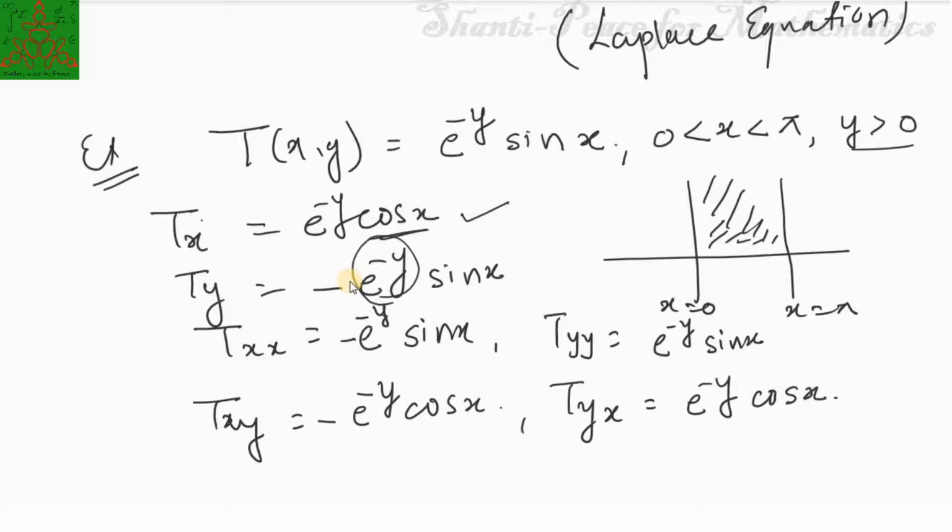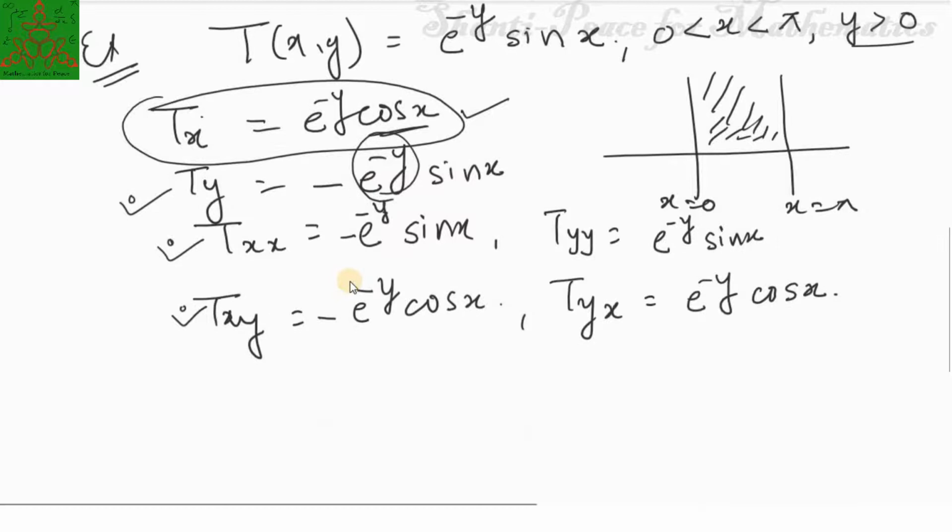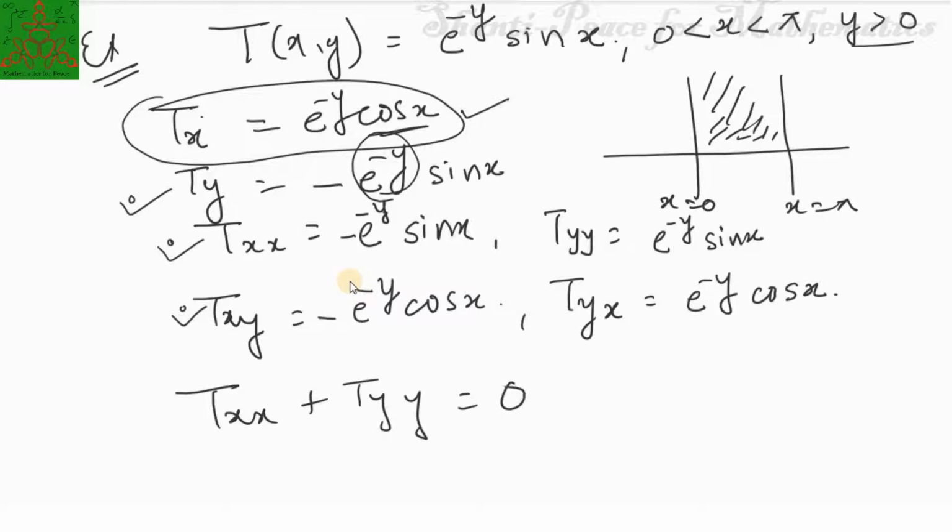That tells you that the first order partial derivatives are continuous, and the second order partial derivatives are also continuous because they involve the trigonometric functions sine and cos and the exponential function. Note that T of xx plus T of yy will be 0. So we can say that T is a harmonic function in its domain.